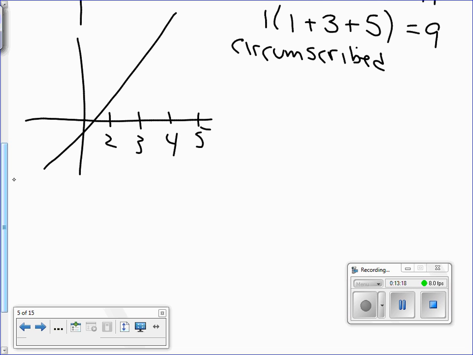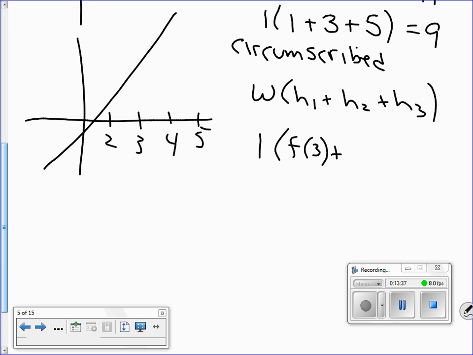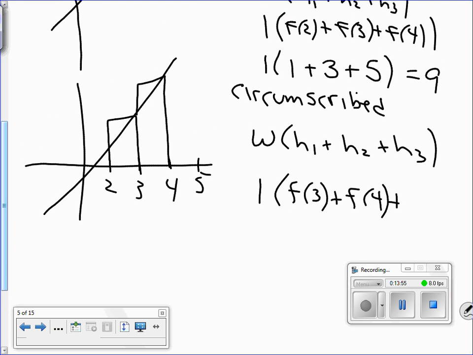Okay. So it's still the width times the sum of the 3 heights. Now the heights are going to be different because we're going to choose for the heights to be the greatest y coordinate on each subinterval. So for the first rectangle, whose y do we want? Yeah, it'll be f of 3. I have to draw them in as I go. Whose y coordinate is going to be the height of the second rectangle? F of 4. And for the last rectangle, f of 5.